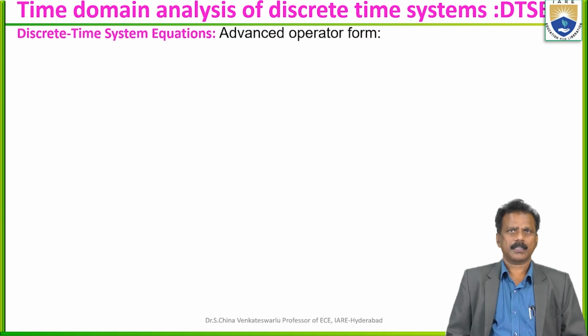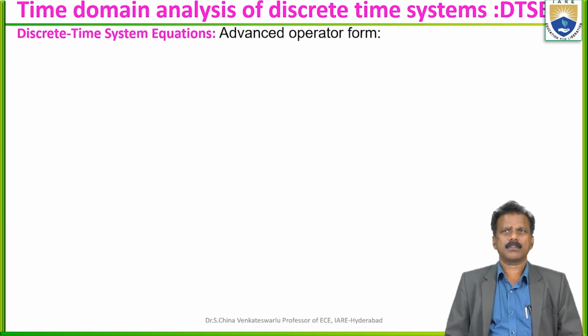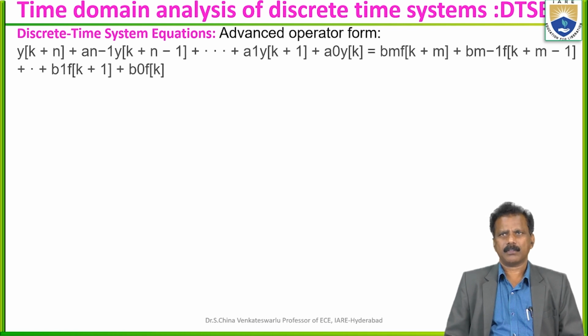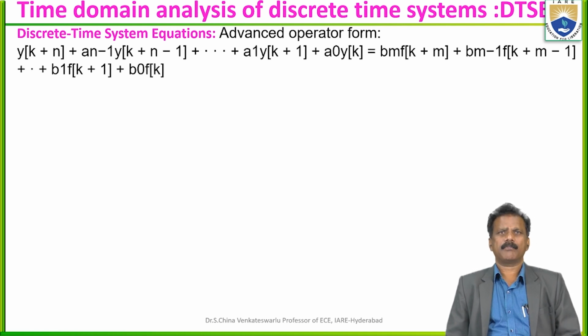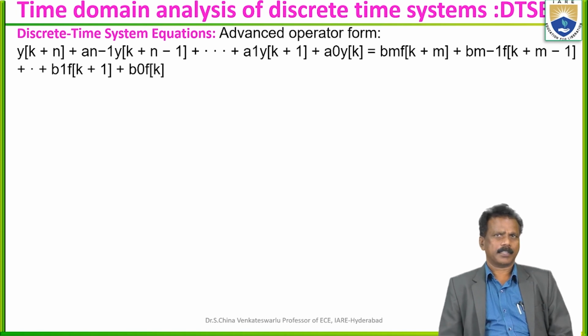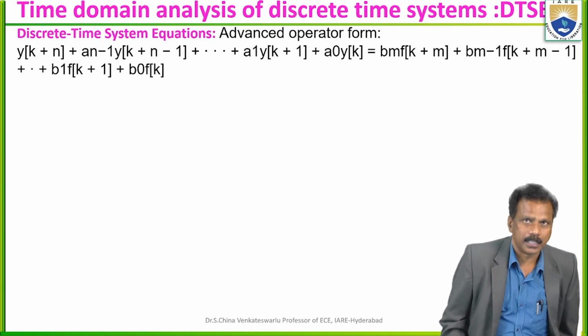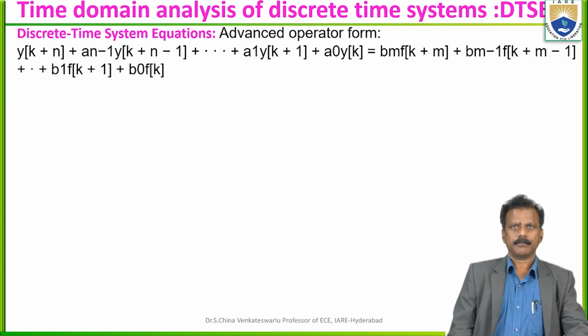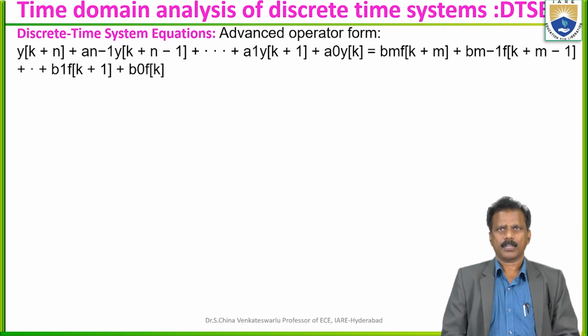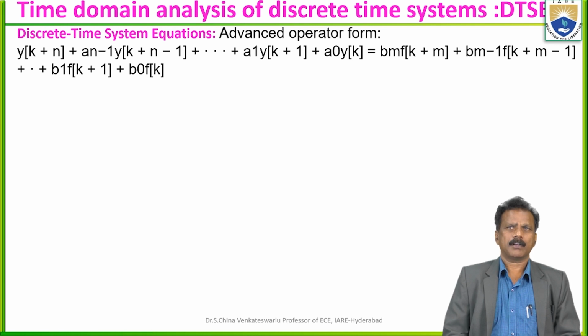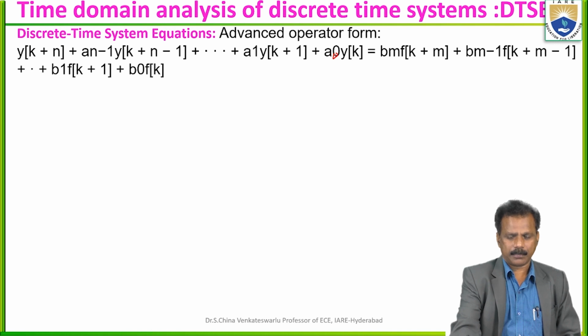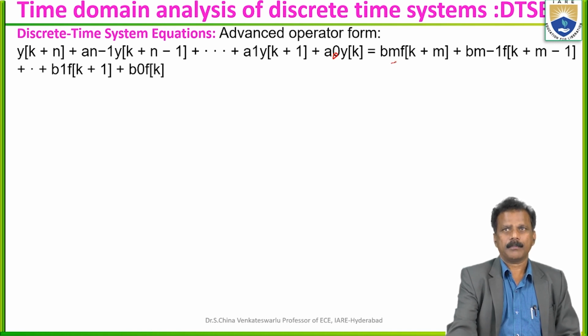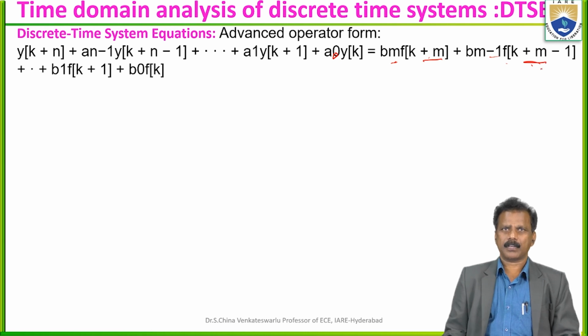Here, the discrete time system equation in advanced operator form is: y of k plus n, plus a n minus 1 into y of k plus n minus 1, plus and so on, plus a1 y of k plus 1, plus a0 y of k, equals bm f of k plus m, plus bm minus 1 f of k plus m minus 1, and so on.